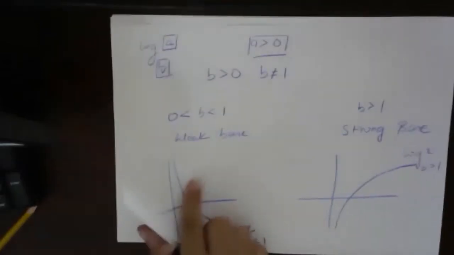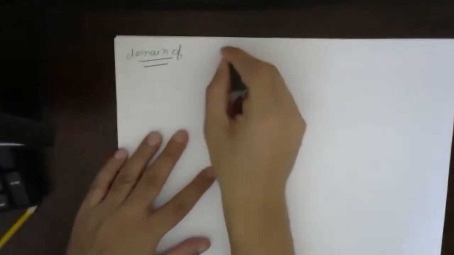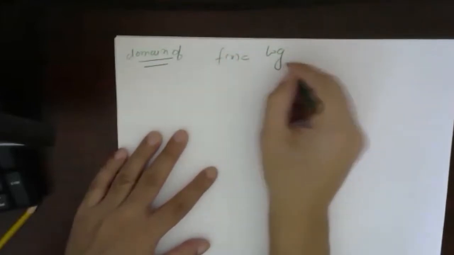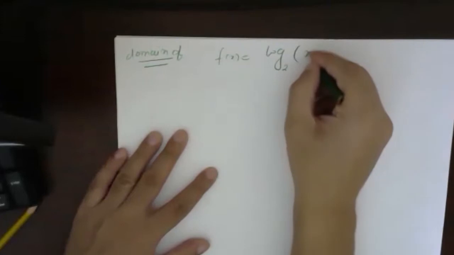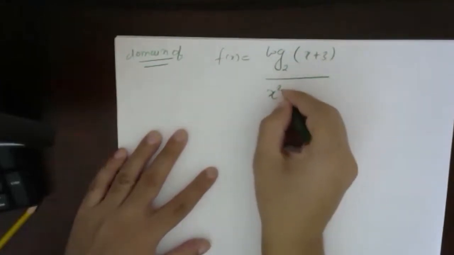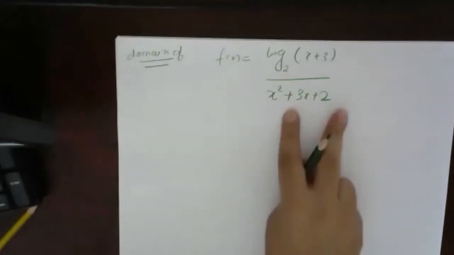Okay, so let's see. Find the domain of f of x is equal to log base 2 of x plus 3, divided by x square plus 3x plus 2. Find the domain of this function.